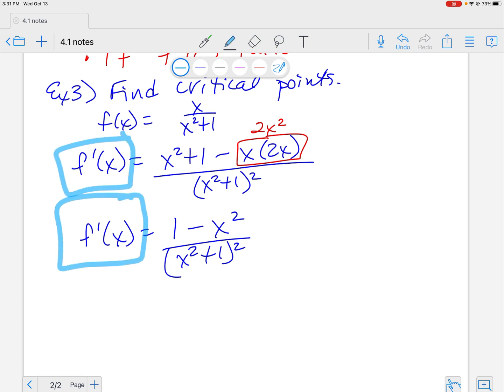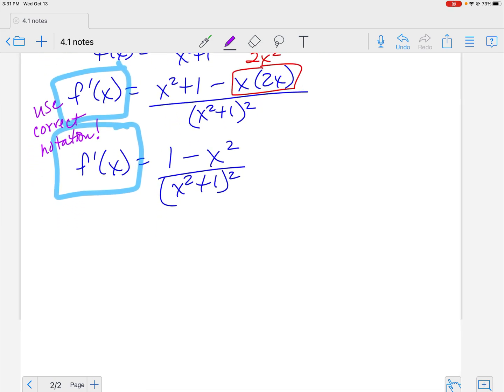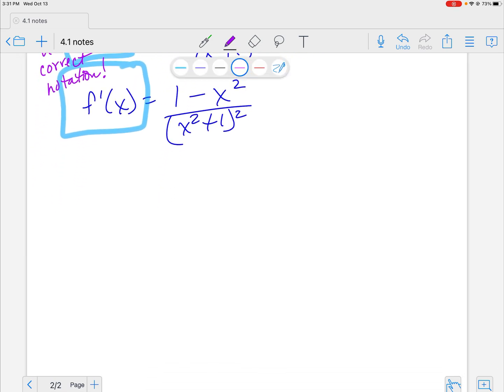Because I have the derivative, you need to write this notation. Use correct notation. That's important. My derivative equals this value. Because my derivative equals that value, then I'm going to set this equal to 0. So let's do it right now. Let's scoot this up a little bit. And we have 1 minus x squared over x squared plus 1 squared equals 0.